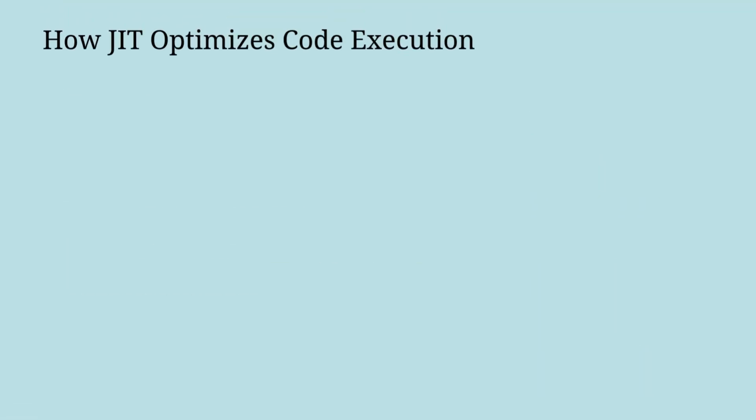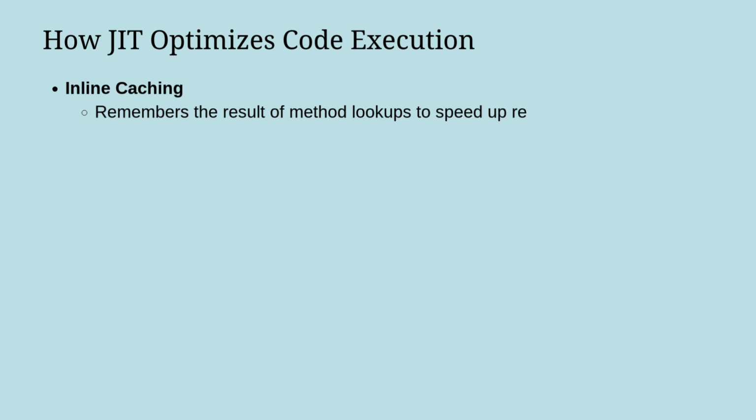Next up, we have how JIT optimizes code execution. JIT compilation applies several runtime optimizations to improve performance based on actual execution patterns. These optimizations are adaptive and context aware. Let's go over a few key ones. First, we have inline caching. Imagine you are calling the same method many times. JIT remembers where that method lives so it does not waste time searching for it again and again.